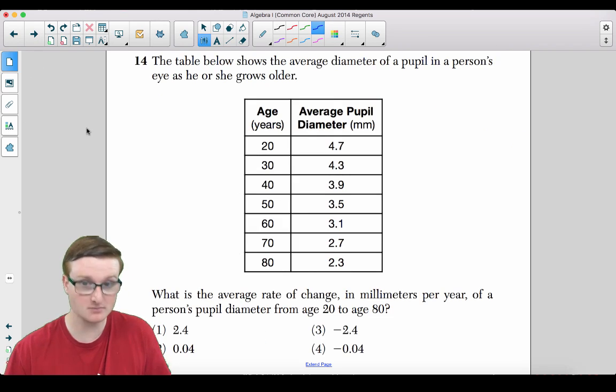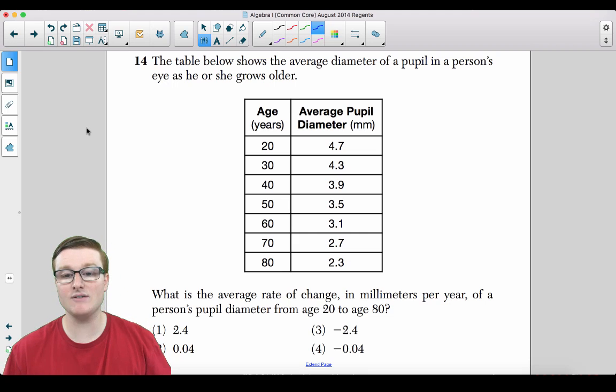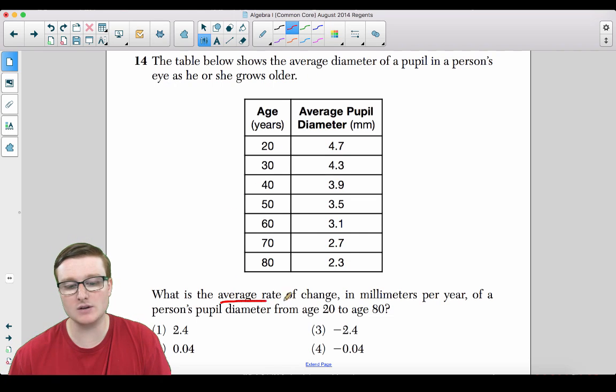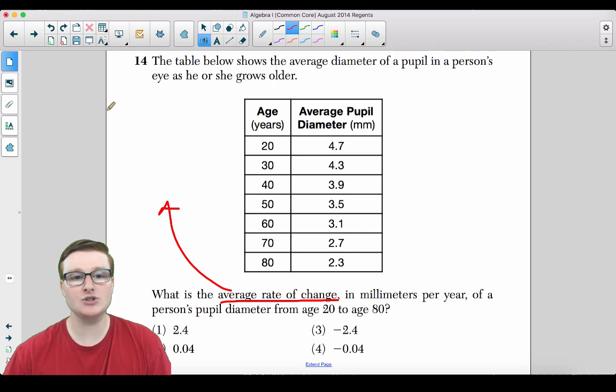Number 14. The table below shows the average diameter of a pupil in a person's eye as he or she grows older. What is the average rate of change in millimeters per year of a person's pupil diameter from age 20 to 80?